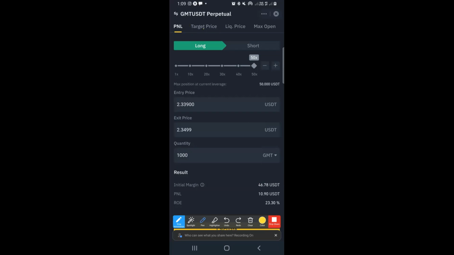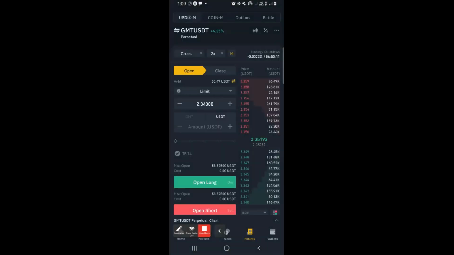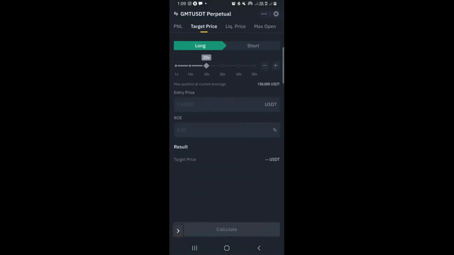You just go to click, and if you just go here, all you have to do is go here at the target price, enter your entry, and let's say your entry is as before, 2.3399. Let's say our target is 20% of our 10. Let's call this 10, 20%. That means our target price should be 2.38.